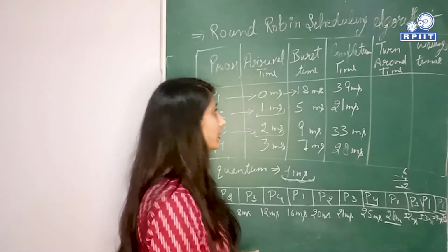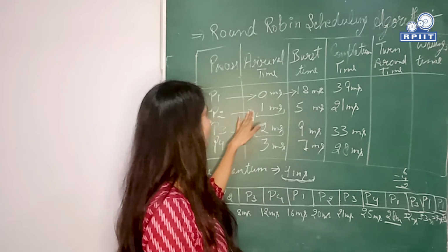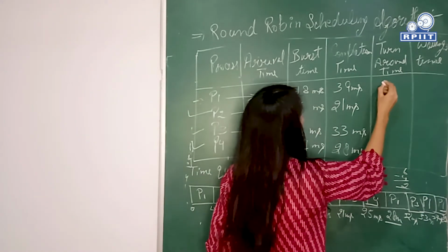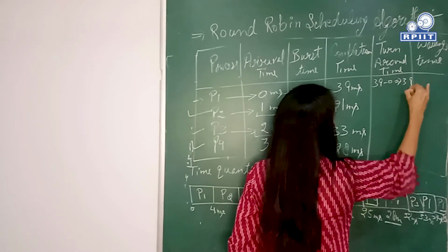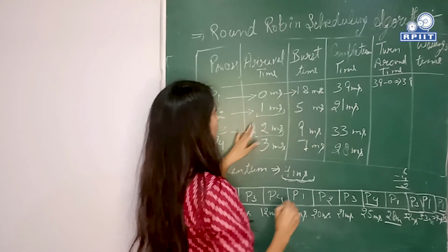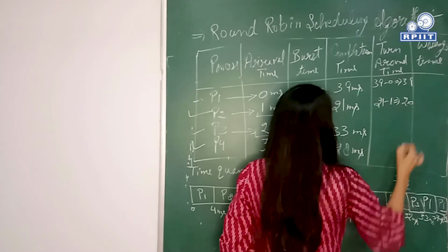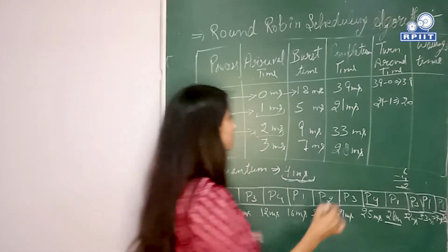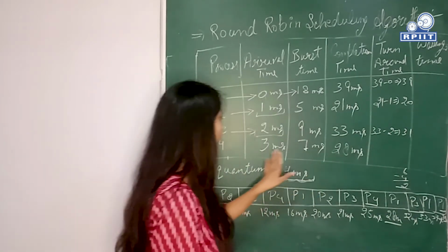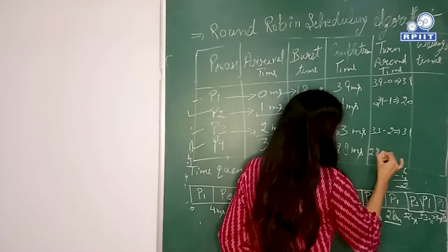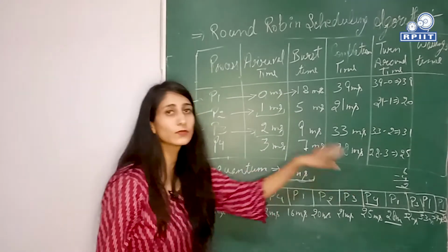Now we can calculate the turnaround time with the help of completion time. That is completion time minus arrival time. 39 minus 0 is 39. 21 minus 1 is 20. 33 minus 2 is 31. 28 minus 3 is 25. Now we have calculated the turnaround time of these 4 processes.